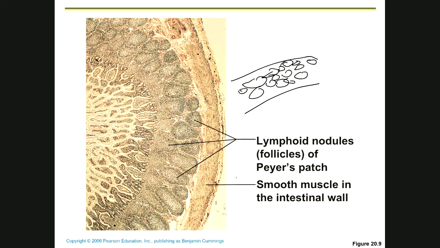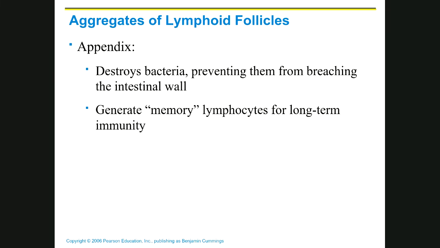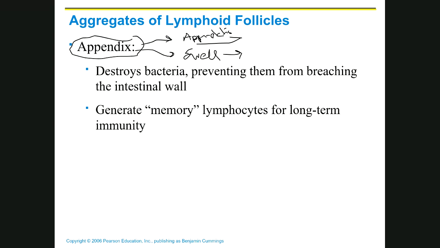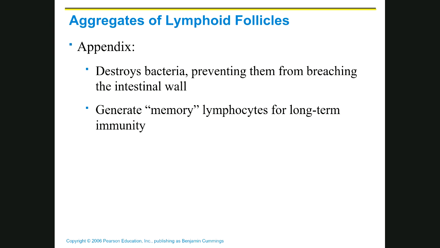Okay, and then we have the appendix. And you probably have heard of the appendix because you probably heard of someone having appendicitis. And if you don't have your appendix removed, you're going to die. Well, that's true because the appendix can swell, and if it swells enough, it can rupture. And if it ruptures, what it does is it allows intestinal contents into your abdomen. But that's not the thing we need to know about the appendix.